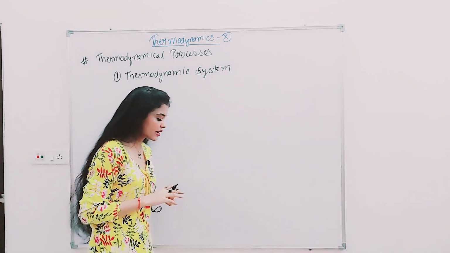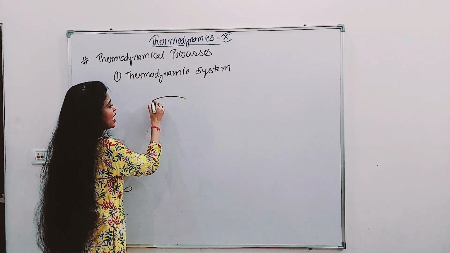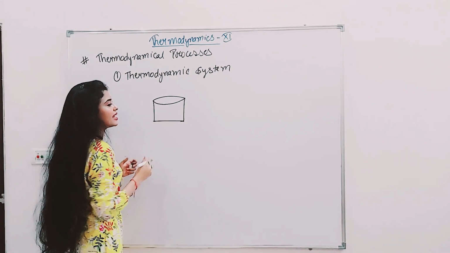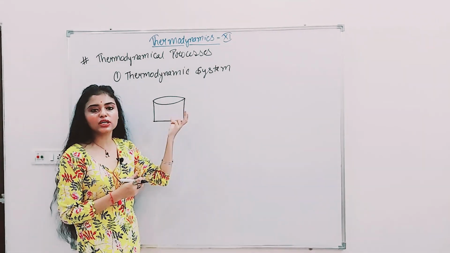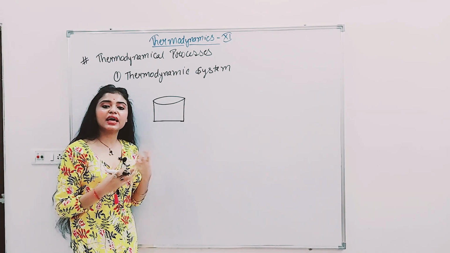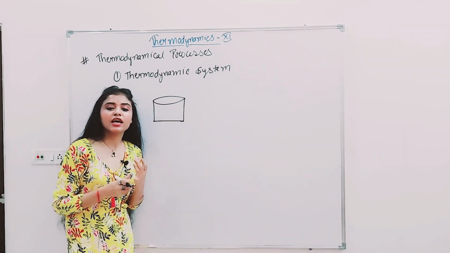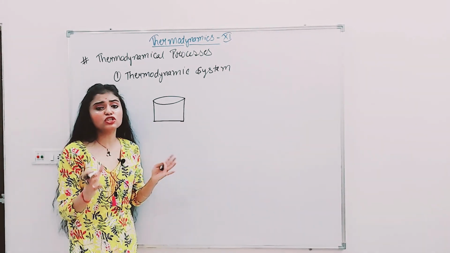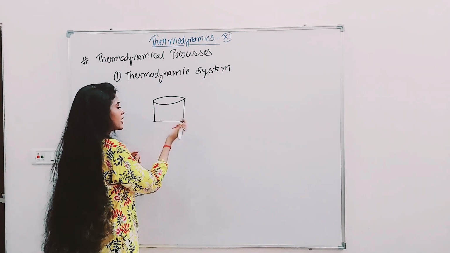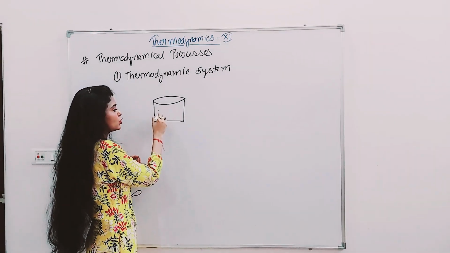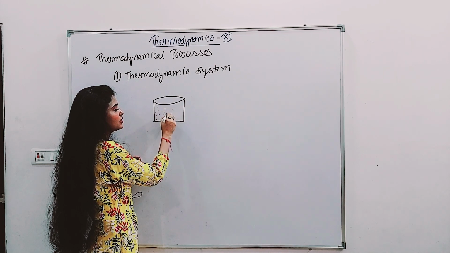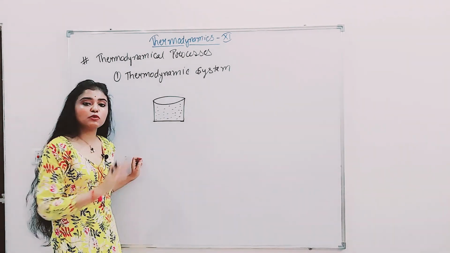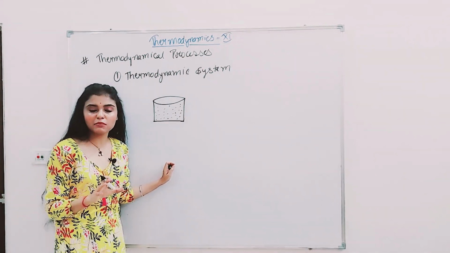Let's understand it by an example. You have a container or a cylinder, and let's say this is a rigid container, and in this container there can be any substance like gas, liquid, solid, or a combination of any two of these, or a combination of all three. For example, let's say this container is filled with gas molecules. Now, is this a thermodynamical system? Yes, it is a thermodynamical system.